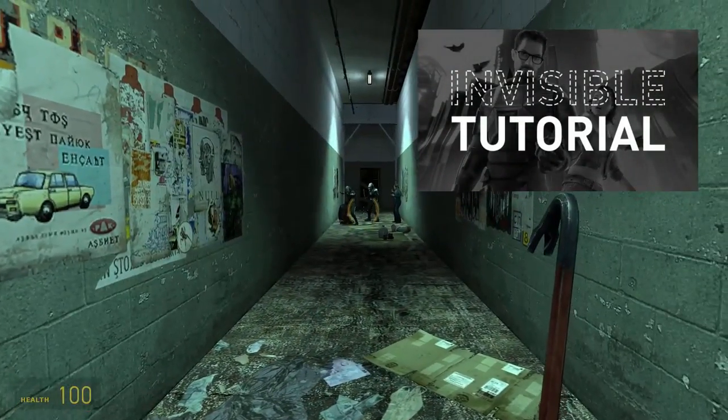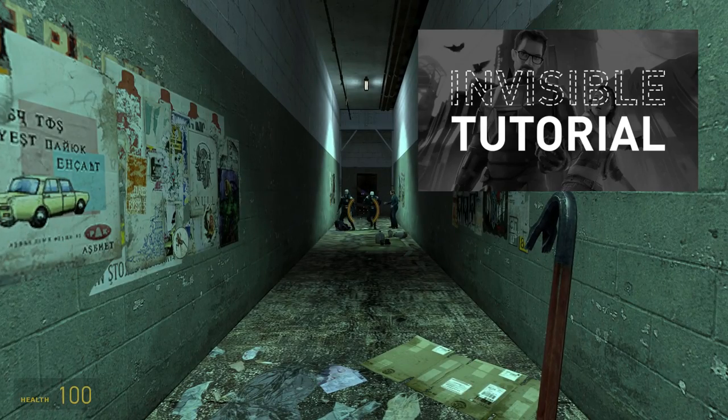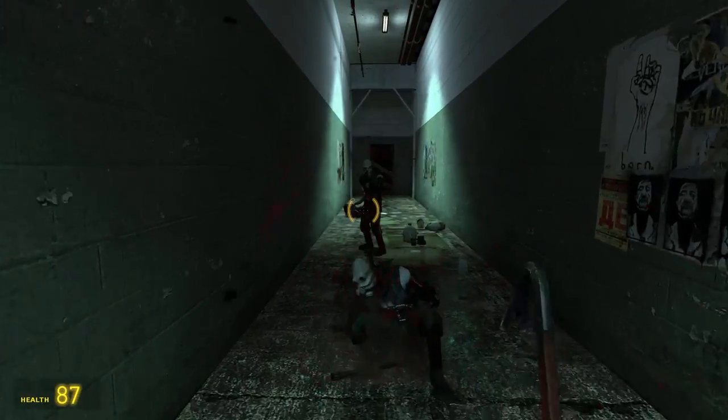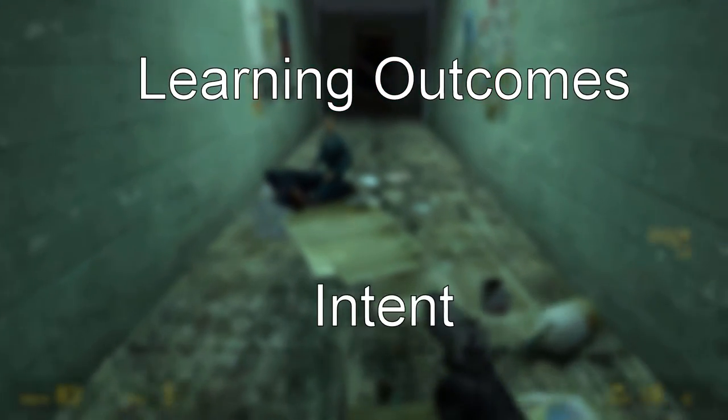Mark Brown at GameMaker's Toolkit made a video about this, and I highly recommend you watch it. This gets to the heart of two aspects of level design. Learning outcomes, as in teaching the player about aspects of the game, and intent, which is, in my opinion, the most important thing in creating a level.